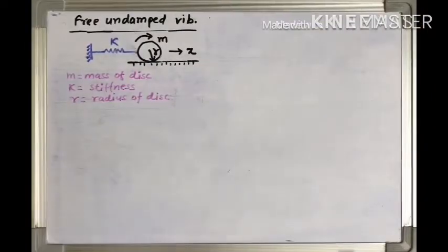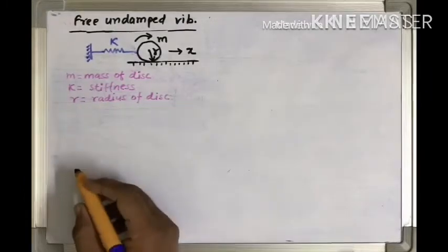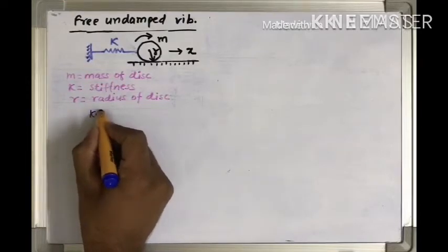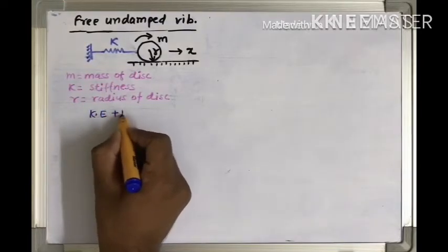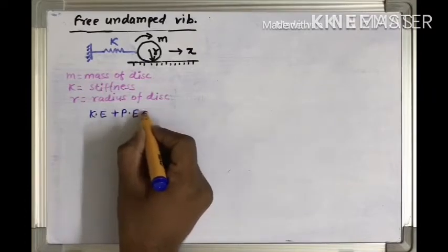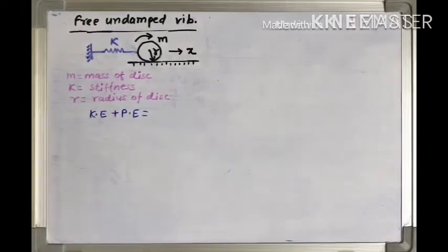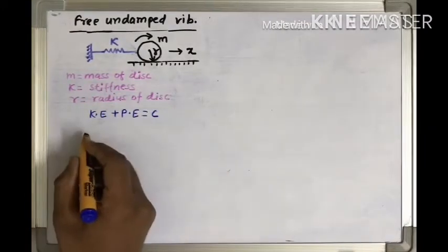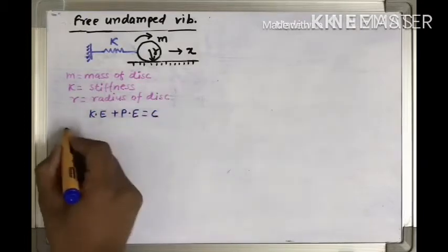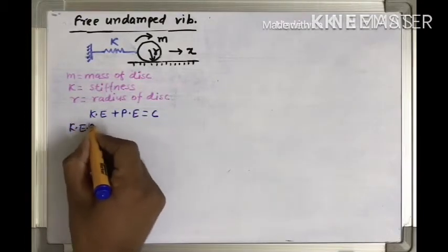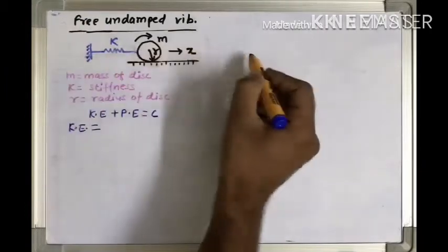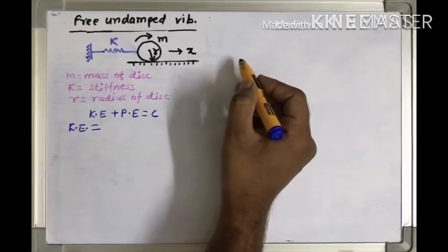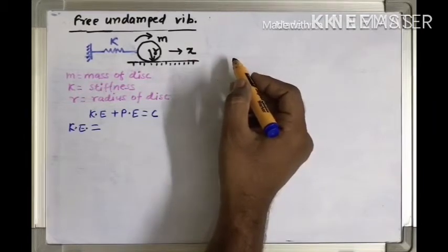Now we will solve the same problem with the energy method. In the energy method, we need to find the kinetic energy and the potential energy of the system. As we know, in the energy method the sum of kinetic energy and potential energy is constant. First of all, the disk is moving in the x direction, the linear direction, so there will be a linear kinetic energy of the disk.